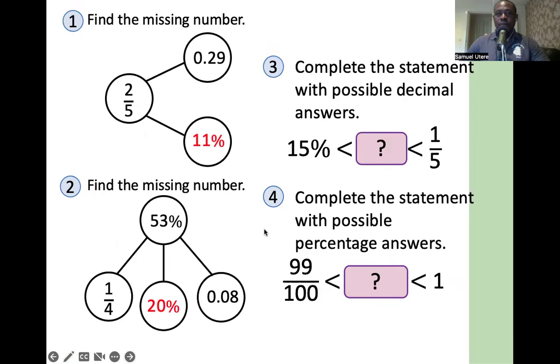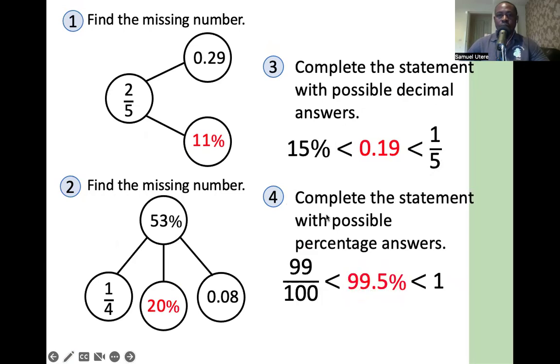Next, you have this one. You're asked to complete the statement with possible decimal answers. So we have 15% and 1/5. We know 1/5 is 0.2, which is 20%. So we can have all the possible values that could be here. You can have 0 all the way, but it cannot be greater than 0.19.